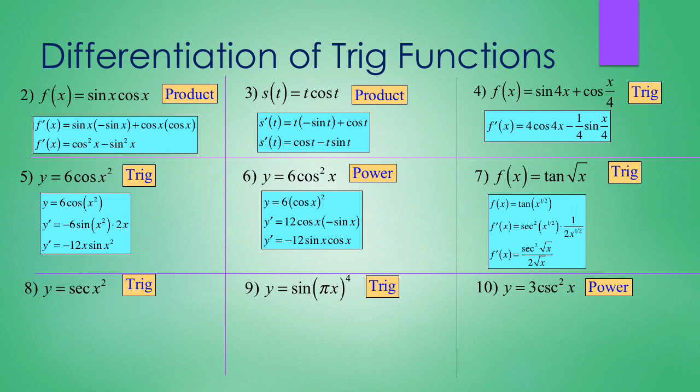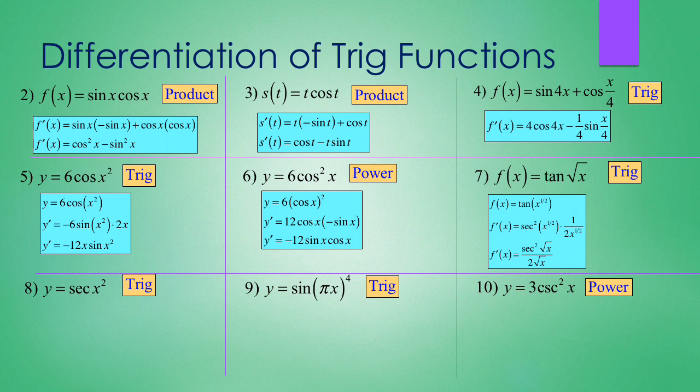Number 6, y equals 6 cosine squared of x. The first step is to rewrite: y equals 6 times cosine of x, quantity squared. This is a power rule problem, so the 2 comes in front and we get 12 cosine of x times negative sine x, and the final answer is negative 12 sine x cosine x.